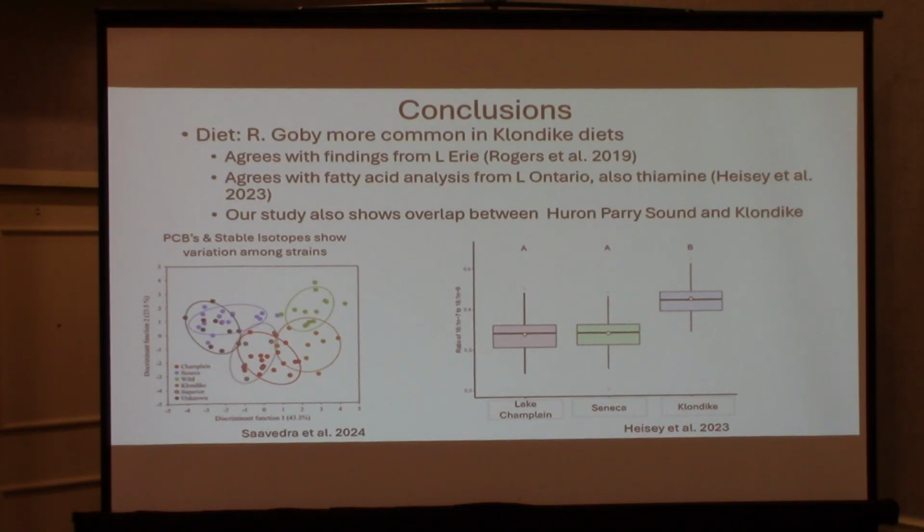This is another example from Aaron Heisey's master's work, looking at, I believe it was fatty acids as well, and he also did diamond, showing that Klondikes have a difference between Lake Champlain and Seneca. There's also another study from stable isotopes and PCB, so contaminants, and it showed that Klondikes, I think here in the orange, tend to show some distinction between some of the other forms.